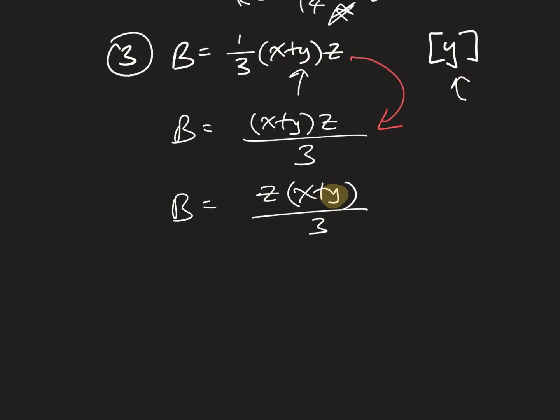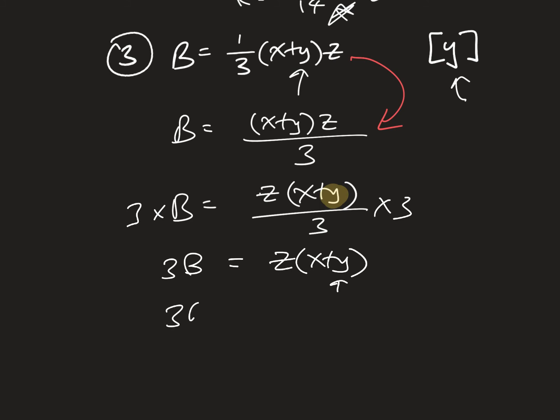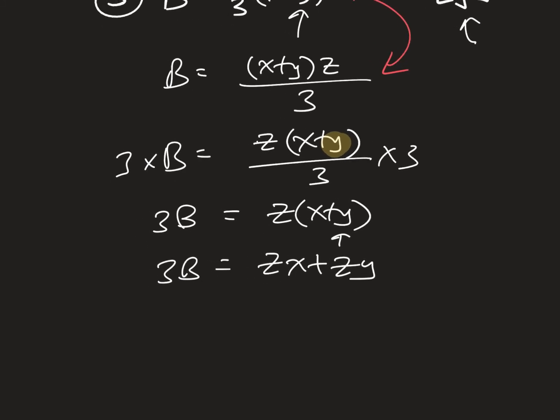Okay, so now let's continue to simplify. We have this 3. It's annoying. Let's multiply both sides by 3. 3b equals z times x plus y. Remember, we're eyeing the y. It's still stuck inside. Let's continue to simplify. zx plus zy. Maybe that's better. Now we have this y here. This doesn't have a y, so let's subtract both sides by zx.